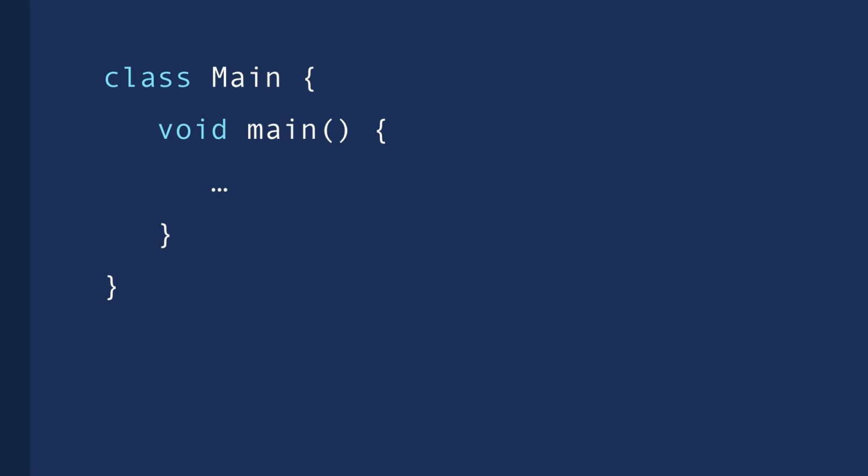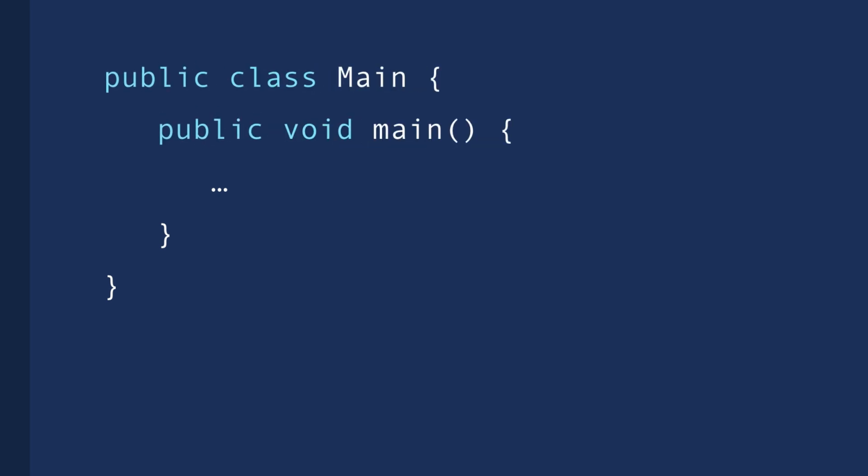Now, in Java, all these classes and methods should have an access modifier. An access modifier is a special keyword that determines if other classes and methods in this program can access these classes and methods. We have various access modifiers like public, private, and so on. Now, most of the time we use the public access modifier, so we put that in front of our class and method declarations. So this is the basic structure of a Java program.